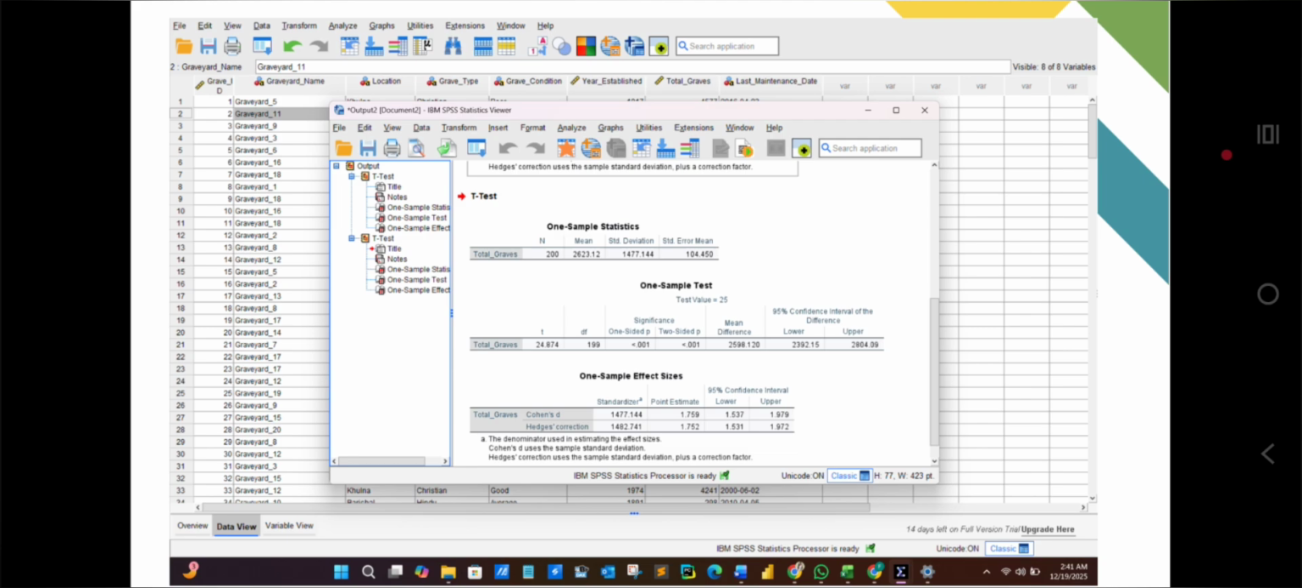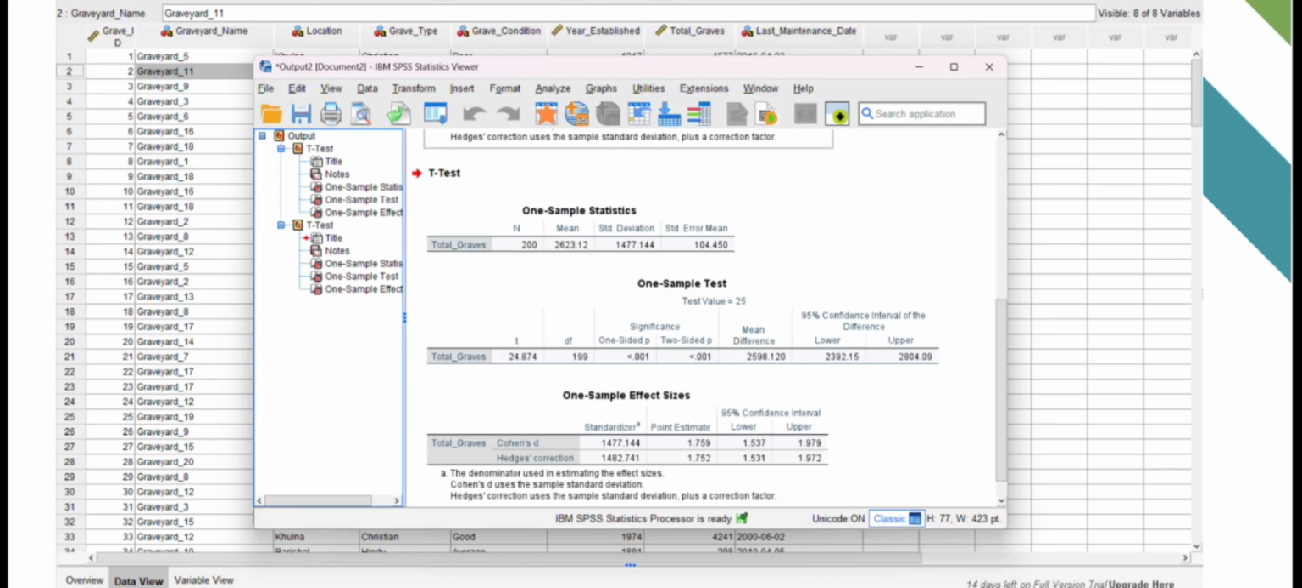After calculating the one-sample t-test, we can see that the p-value is less than 0.001, which is less than 0.05. From the one-sample t-test, the mean number of total graves is 2623. This indicates that the average number of graves is significantly different from 2500. Therefore, we reject the null hypothesis.